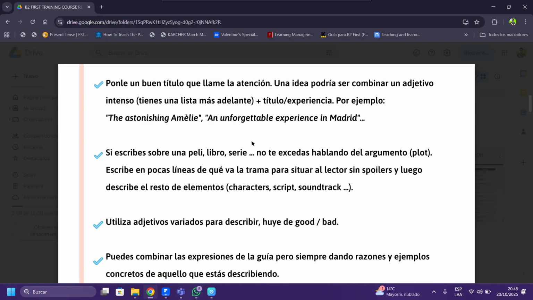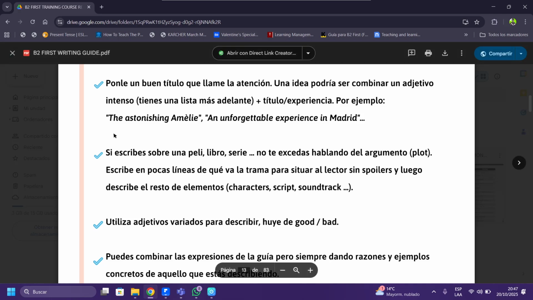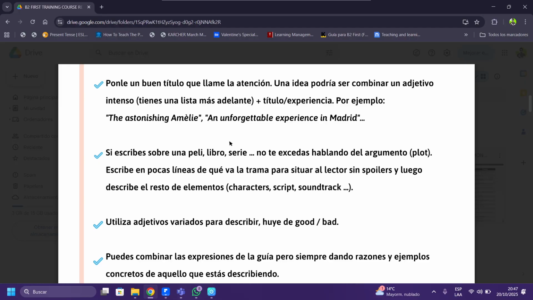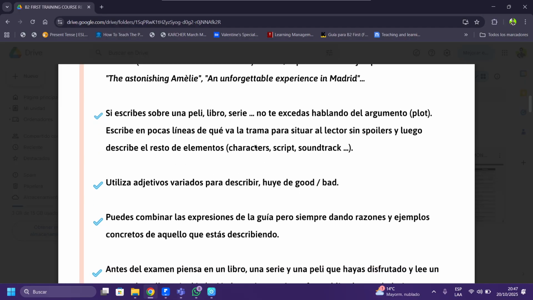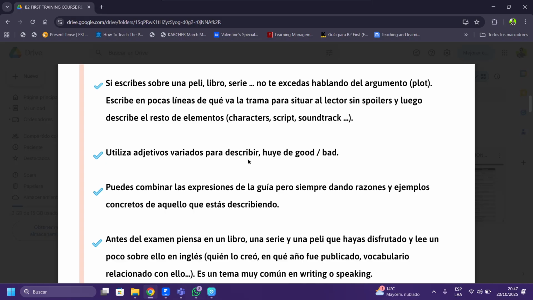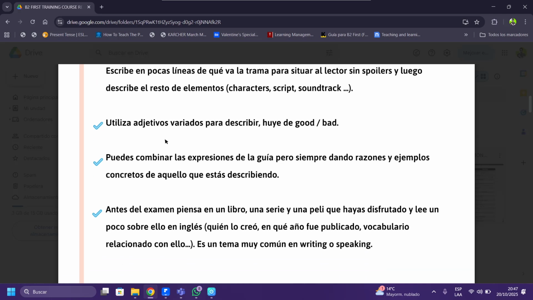You have to come up with a proper, suitable title for your review. It could be an adjective about your experience. For example, as you can see here, the astonishing Amelie, or an unforgettable experience in Madrid. If you write about a movie, book or TV series, you don't have to be very redundant at all. You just have to go to the point and write about the plot and some lines about what the plot is about, maybe the characters, the actors, and the soundtrack, or the script.